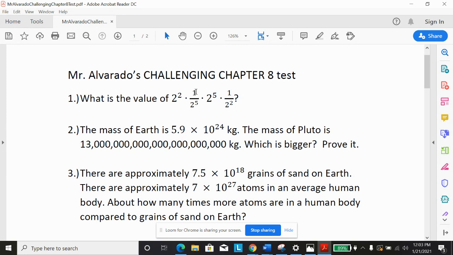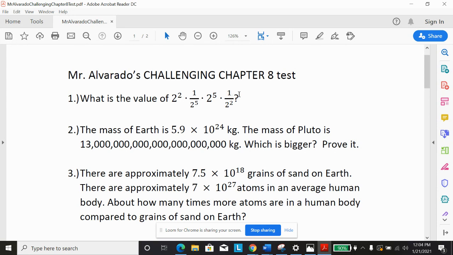And what you could have done is realize that 2 to the second here would cancel out with this 2 to the second, because this is in the numerator, this is in the denominator. When the bases are the same, you can subtract the exponents when one is in the numerator and one's in the denominator. And same thing with this one. 2 to the fifth would cancel out with 2 to the fifth because, again, 2 to the fifth is in the numerator, 2 to the fifth is in the denominator. You could cancel them out.